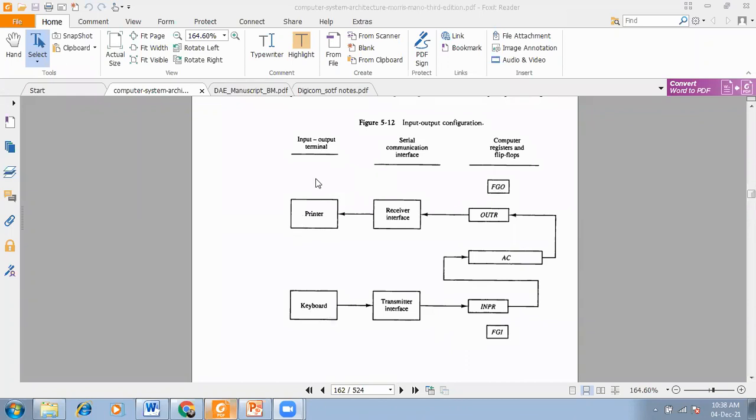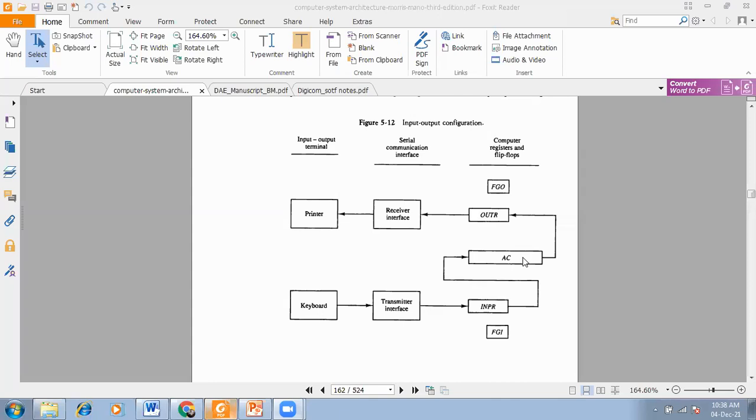This is the first one. The middle one is the interface between the input register, output register, and the output device, the input device. So this is the serial communication interface. Serial communication is taking place here. And this is your computer registers and the flip-flops. So these are computer registers, INPR, OUTR.